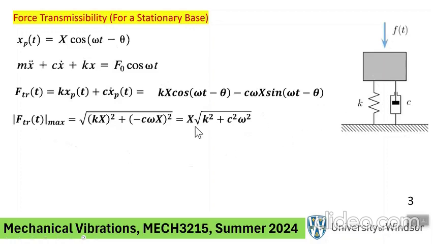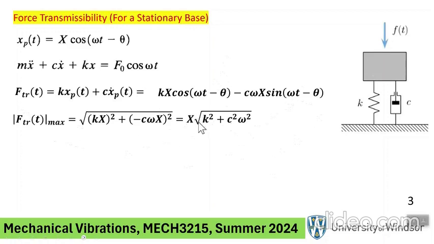So this you can do because these angles are the same. And what we're saying is that the transmitted force is also harmonic, of the argument omega t minus theta, or of frequency omega t and a phase angle theta, and this is the amplitude of it. And there's nothing wrong with it. You can just leave it the way it is.